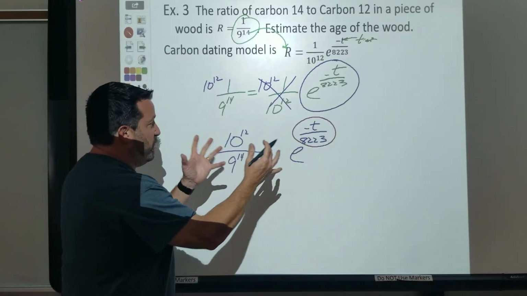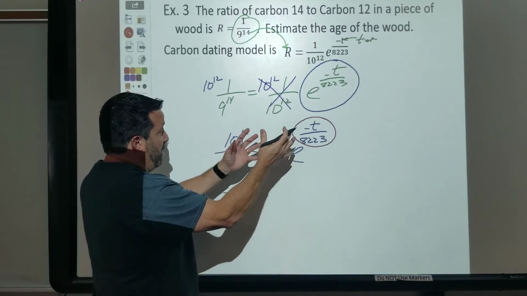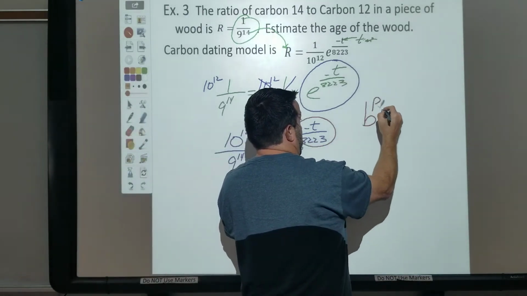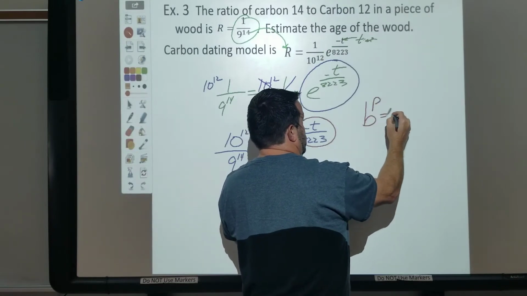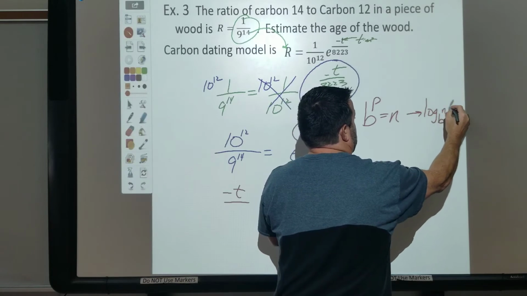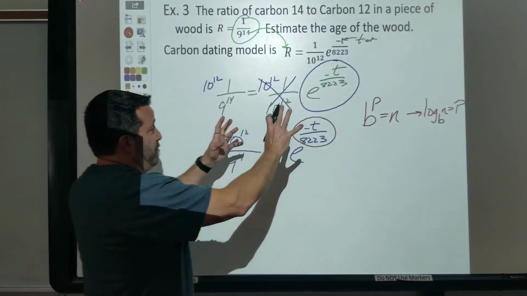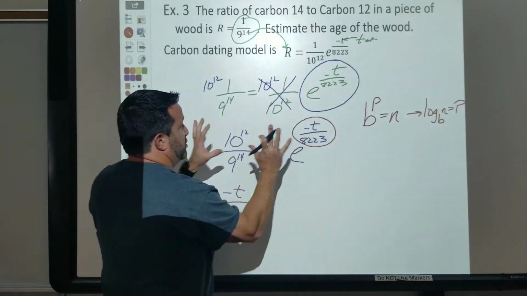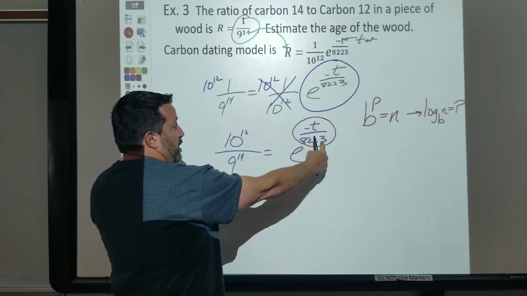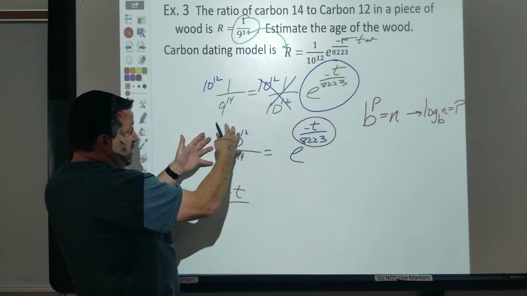The technique we've used is you take that exponent, and we're changing it from exponential form to logarithmic form. In case you've forgotten, it's base to the power p equals n. You can change that into log base b of n is equal to the exponent p. So I can change it from this form to this form. Right now this is in this form. My base is e. My exponent is negative t over 8,223. The n value here is just this ratio.